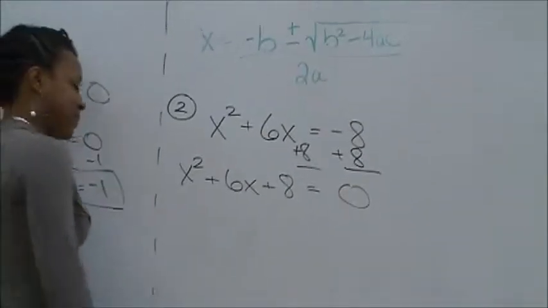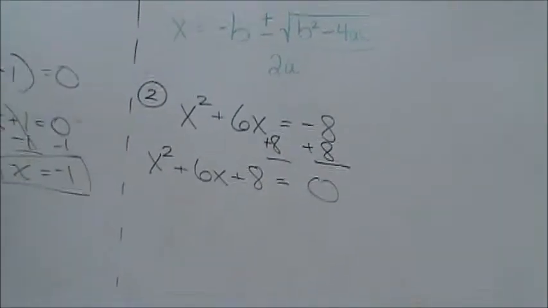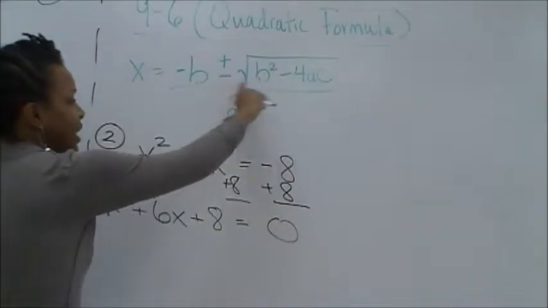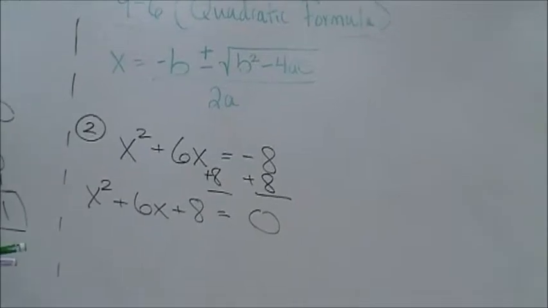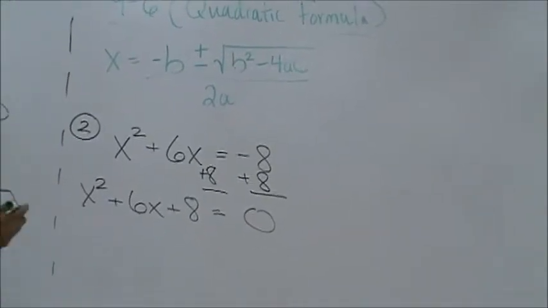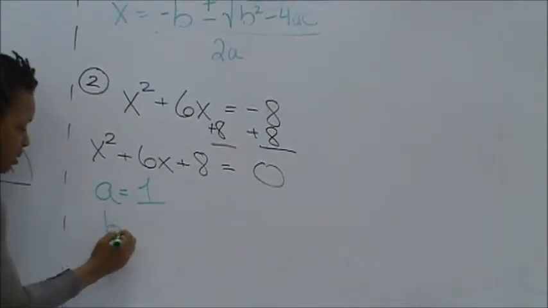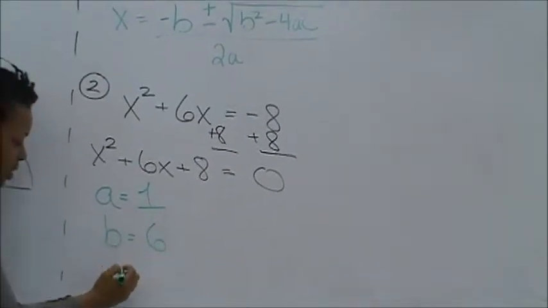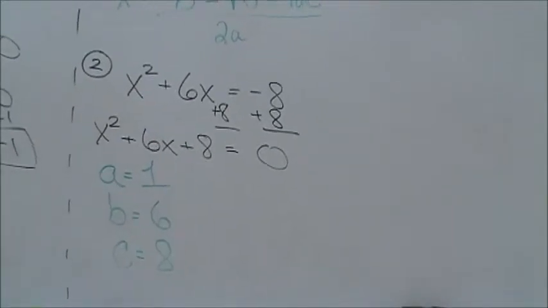Okay? So now, if you want to do the quadratic formula, first thing you need to do, you see all these letters A, B, C? Oh, that's easy. You need to figure out what does A equal, what does B equal, and what does C equal. What is A for this equation? 1. What is B? 6. What's C? 8. Very good. Questions?